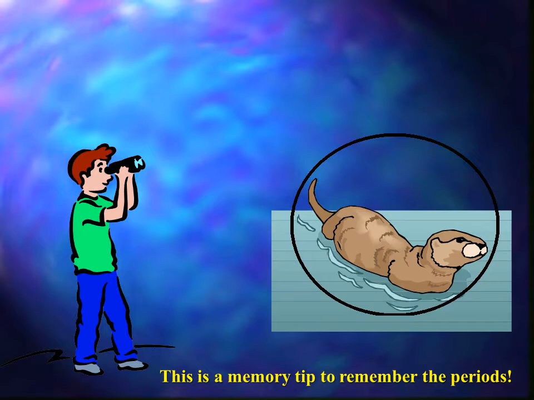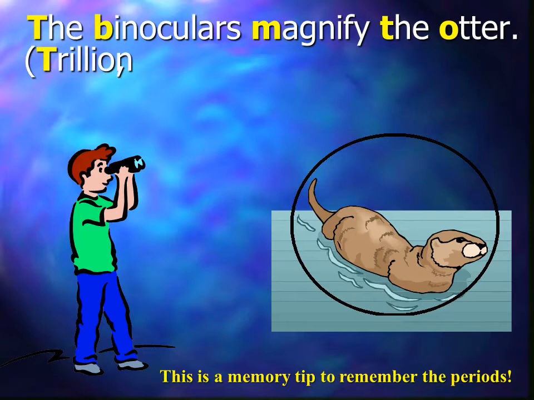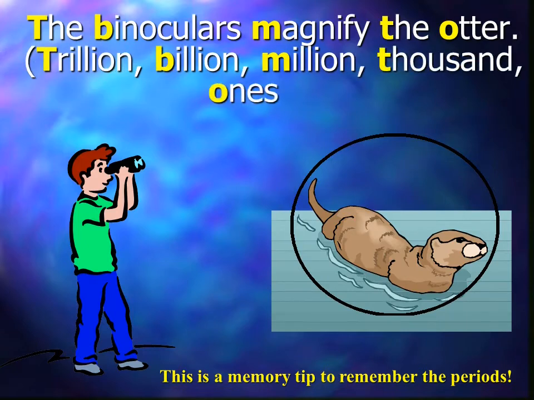This is a memory tip to help remember the periods. The binoculars magnify the otter: trillion, billion, million, thousand, ones. Try to remember the order of all of the periods. The binoculars magnify the otter: trillion, billion, million, thousand, ones.